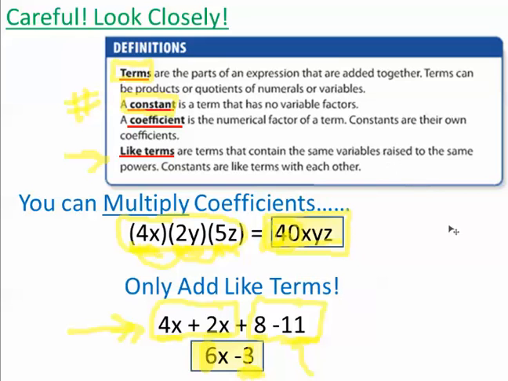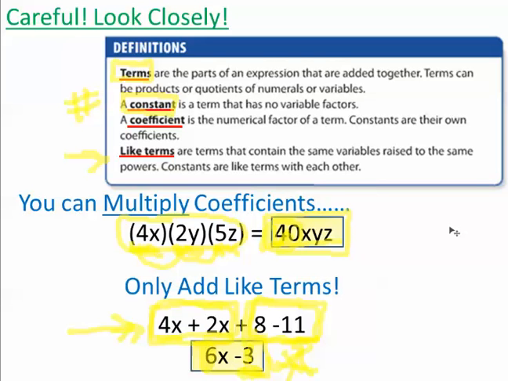However, when it comes to addition and subtraction, you can only add or subtract terms that match, or like terms. So I can only add together x's with other x's, and I can only add together constants with other constants. In this case, I add the 4x and the 2x to get 6x. I add 8 minus 11 to get -3. We'll talk, like I said, more about that later. I know you're not so great with positives and negatives integer steps.